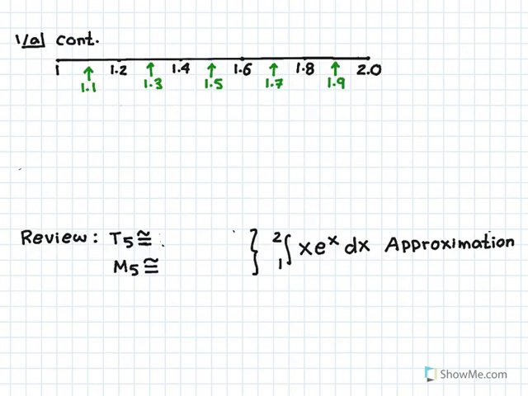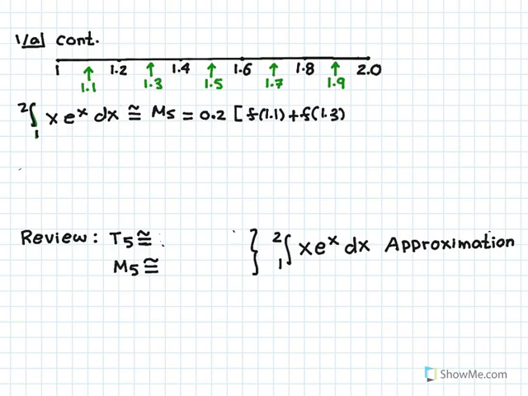All right, so what we have is the integral from 1 to 2 of x e to the x dx. This is approximately equal to M5, the midpoint rule with 5 partitions. That's equal to delta x, that's 0.2, multiplied by the function evaluated at the midpoints. So it's going to be f of 1.1 plus the function value evaluated at 1.3 plus f of 1.5 plus f of 1.7 plus f of 1.9.